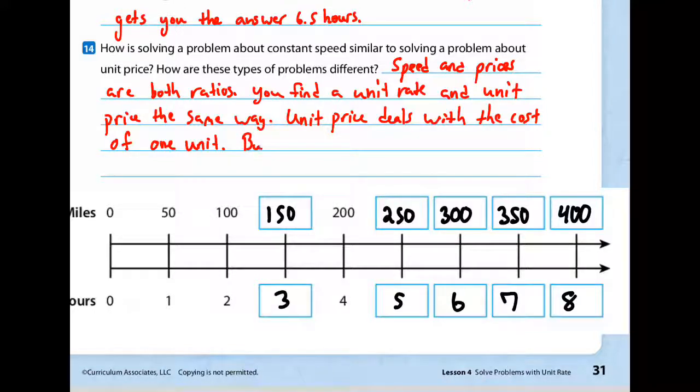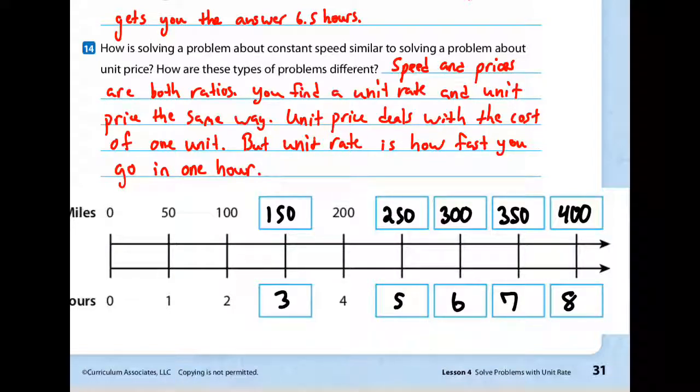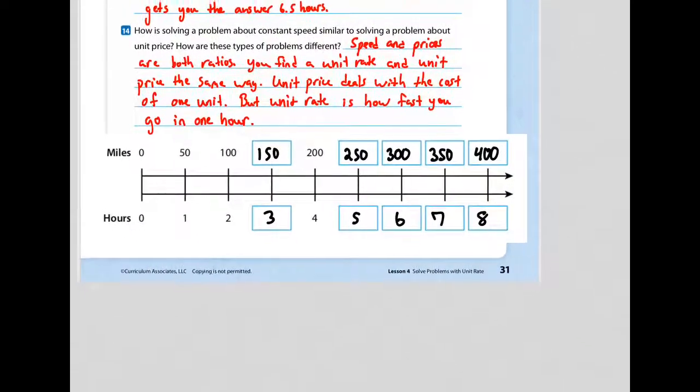But unit rate, or constant speed they refer to it as, is how fast you go in 1 hour. Now, your answer for this one, as long as you gave me a way they are both the same, and you gave me a way they are different, I'm okay with what you wrote. I'll read what you wrote just to see what you said, but you don't have to have the same thing as me. Remember that. All right, so that's number 14.